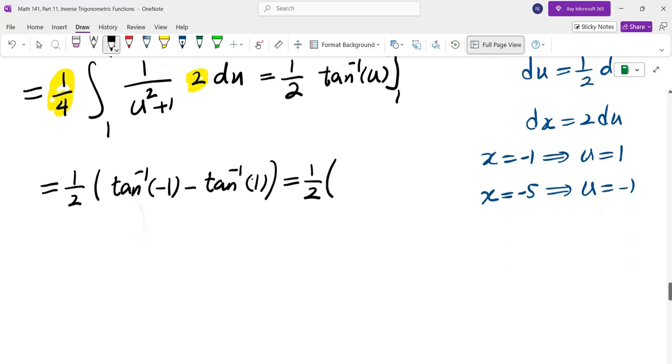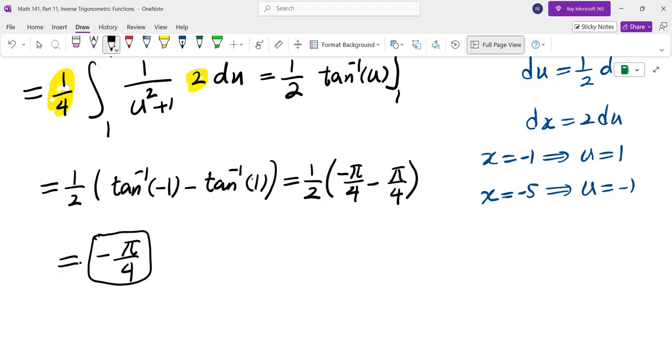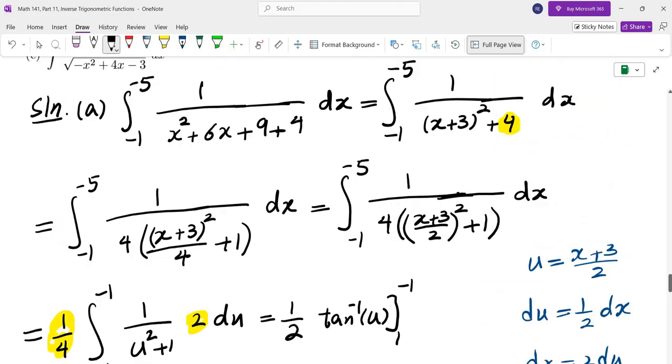Now tan inverse of -1 is -pi/4. Tan inverse of 1 is pi/4. And this would give me -pi/4 as the final answer for this part of the problem. Okay, let's look at the next part.